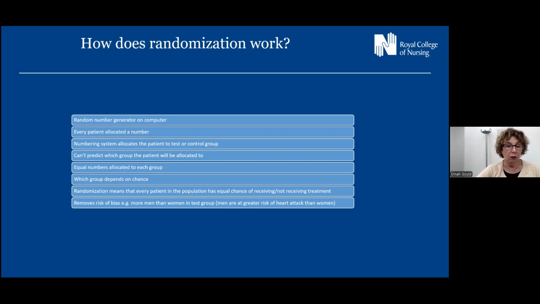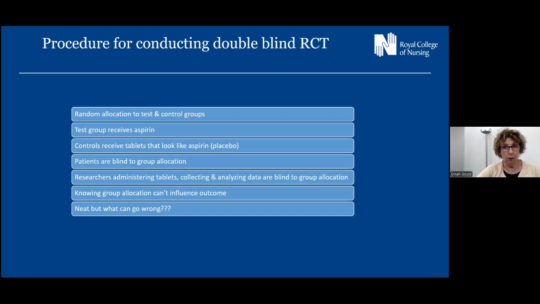So it would wreck your experiment, it would wreck your trial if you had more women than men in the trial, women of premenopausal age. So what you would do if you wanted to conduct a double-blind RCT is you would randomly allocate people to the test and control groups.